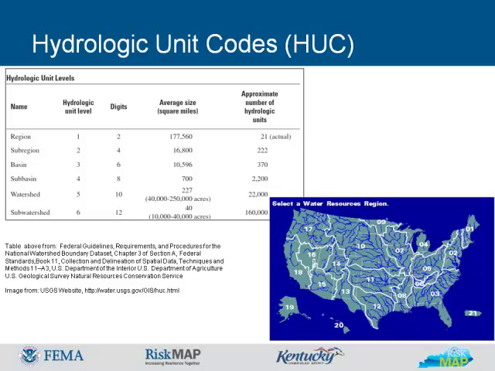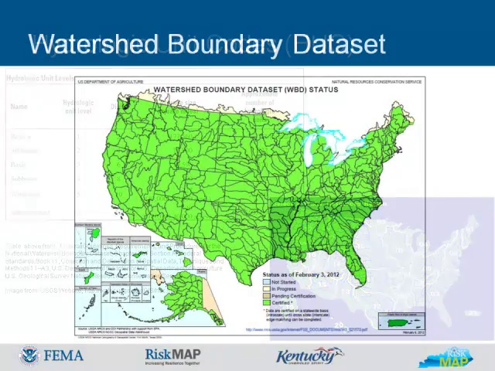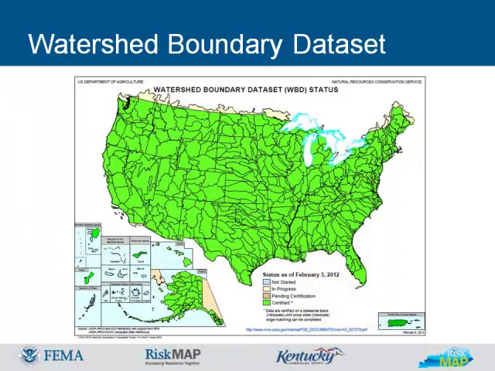The table on this slide summarizes the name of each level, the hydrologic unit level, digits, the average size in square miles, and the approximate number of hydrologic units for each level in the U.S. The Watershed Boundary Dataset, WBD, is a nationally consistent watershed dataset that is subdivided into 6 levels of 12-digit HUCs and is available from the USGS and USDA NRCS National Cartographic and Geospatial Centers.